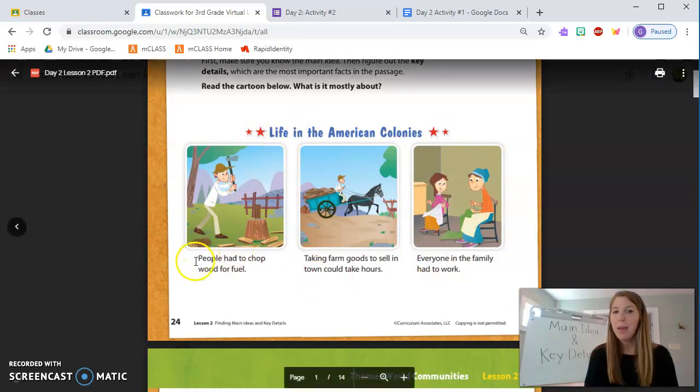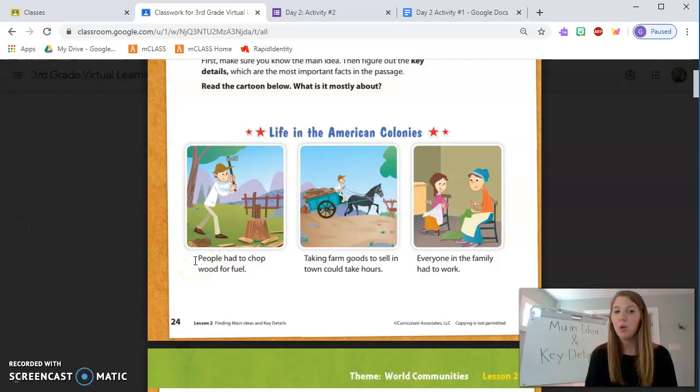Here we go. People had to chop wood for fuel. So this guy is chopping wood for fuel. Let's think about that. Fuel, gas is a fuel, and I put gas in my car in order to get where I'm going. I wonder what they chop the wood for. Just think about it. The next picture of the wagon, the boy, and the horse says, taking farm goods to sell in town could take hours.